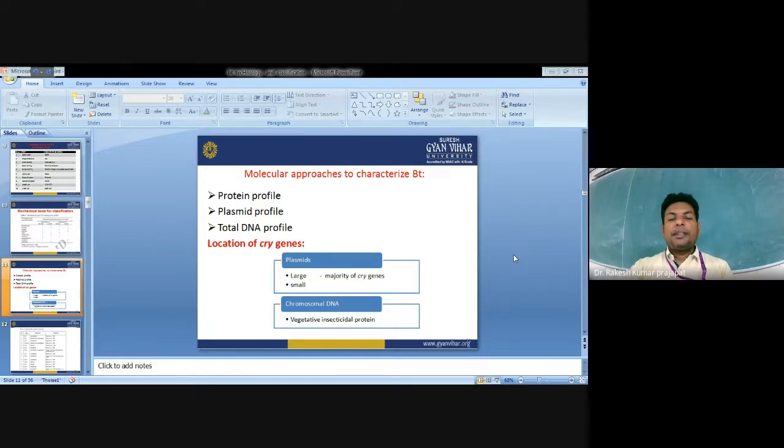If you talk about the chromosomal DNA, the chromosomal DNA contains the vegetative insecticidal proteins, that is known as VIP. Chromosomal DNA also contains a different insecticidal protein, that is vegetative insecticidal protein, VIP.